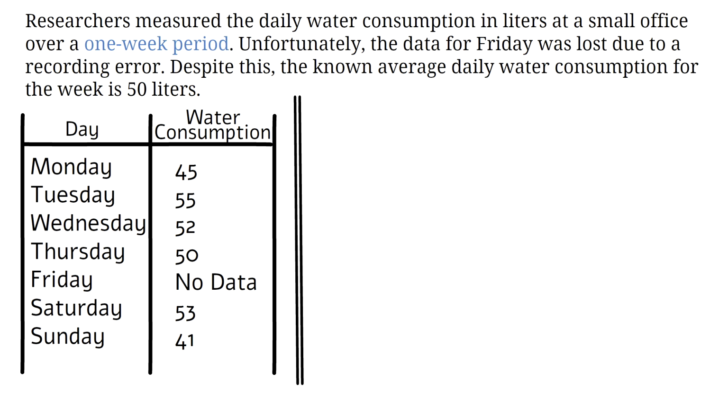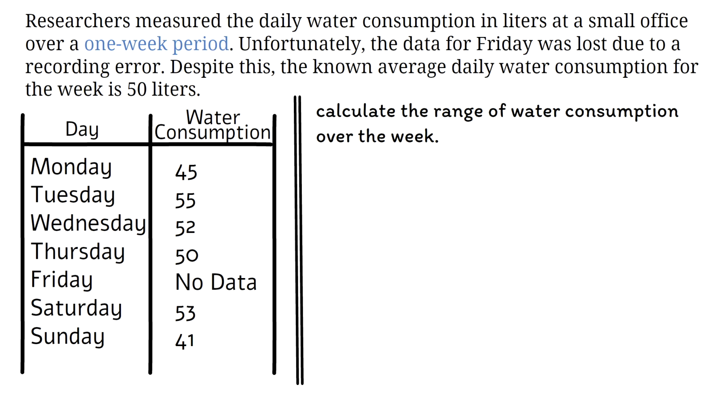Using the same information, we want to calculate the range of water consumption over the week. The range is the highest value minus the lowest value. Please note that the information about the missing data, that is the water consumption for Friday, is part of the values we are considering. So if it was the highest or lowest, we will use it. In this case, it is not.